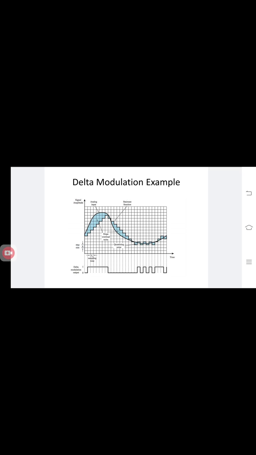You can see in the figure we have an analog input. If that function is going upward, then this can be represented as a 1, otherwise it can be represented as a 0.